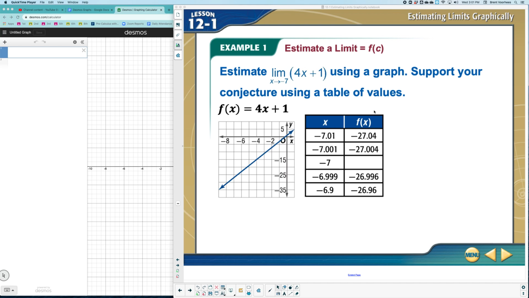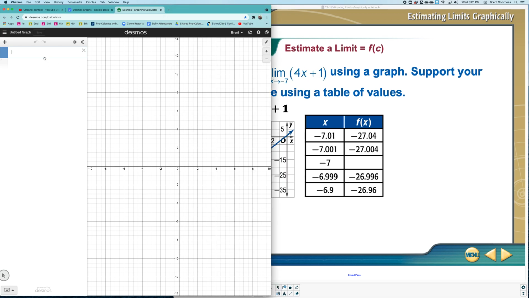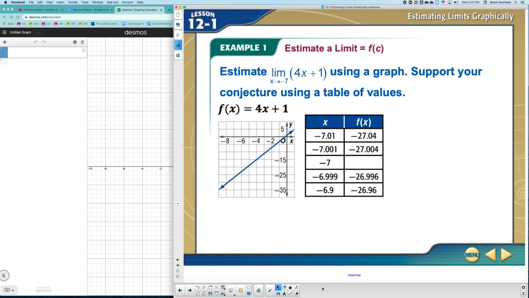So the first thing that comes up on number 1 is it says estimate the limit as x approaches -7 of 4x plus 1 using a graph. And I have one here for you, but support your conjecture using a table of values. I want to make sure you know how to do this if you were at home on your own calculator. What you would do when you're estimating a limit is the inside right here, that refers to f of x. So normally this would be written, if you remember, in the format of the limit of f of x as x approaches some value.